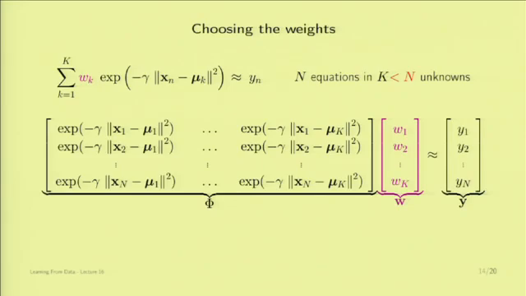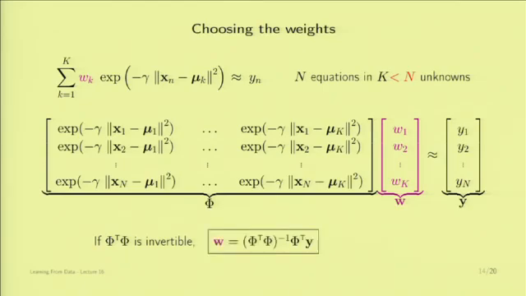Can you solve this? Yes, we have done this before in linear regression. All you need is to make sure that phi transpose phi is invertible, and under those conditions, you have a one-step solution, which is the pseudo-inverse. You take phi transpose phi inverse times phi transpose y, and that will give you the value of w that minimizes the mean square difference between these guys.